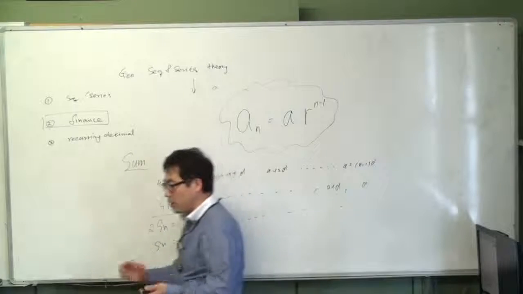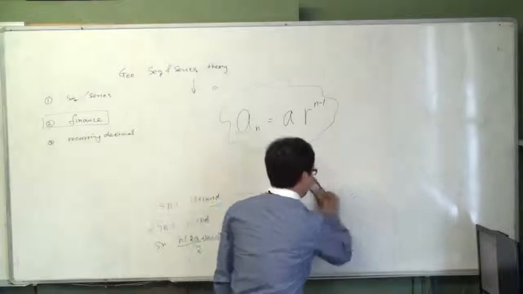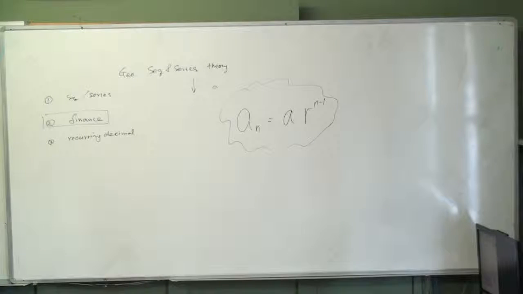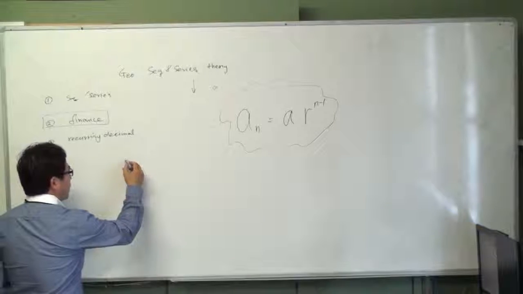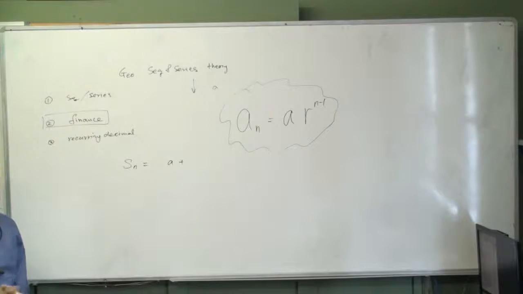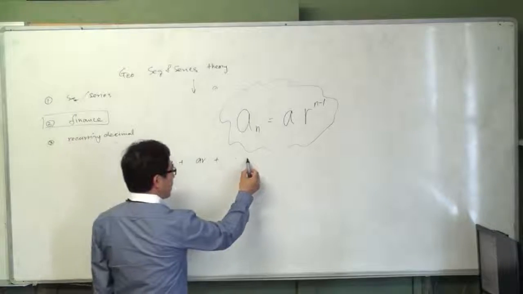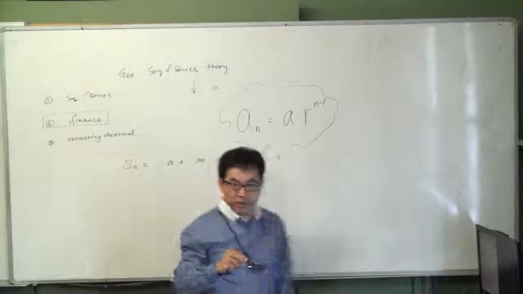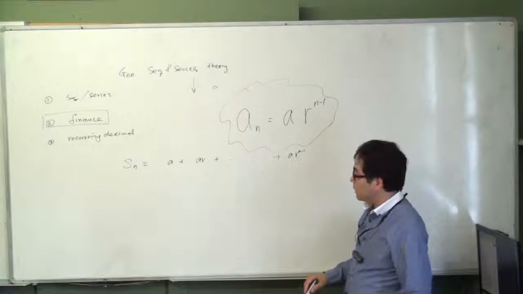Similar idea comes out for geometric sequence. Let's say the sum of the geometric sequence is a plus ar plus ar squared, and keeps going. In here a means the first term, r means the common ratio. And very often, because it's adding up to the nth term, what is the nth term? a r to the n minus 1.